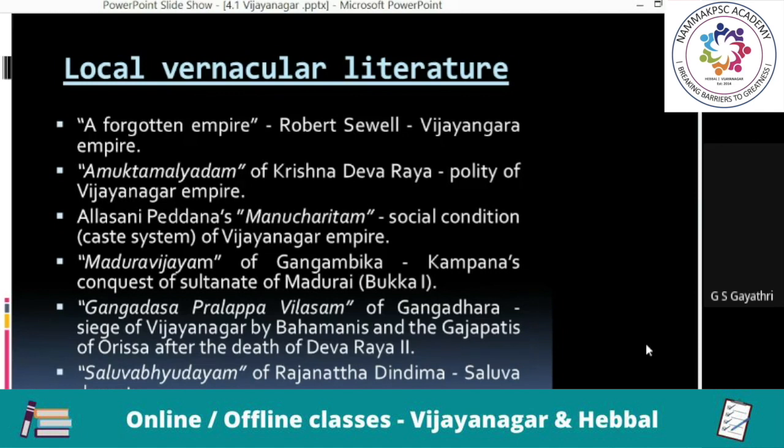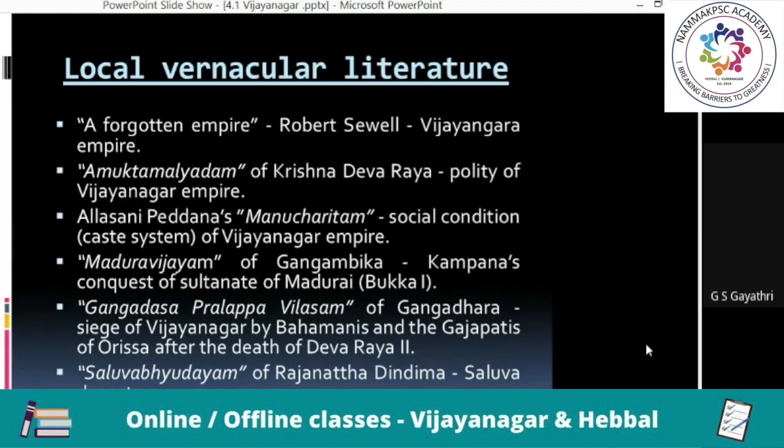Okay, then comes our Gangambika's Madura Vijayam. Gangambika writes this work as an eulogy for her husband's conquest of the Sultanate of Madurai. Actually, Bukka the first would be the king. Our Kampana Raya would be the Kumara Kampana Raya, the son of Bukka the first. So Kampana, on the command of Bukka the first, will direct a conquest of the Sultanate of Madurai, and they will emerge successful. So for that, she writes this work called Madura Vijayam in commemoration of her husband's victory over Madurai.